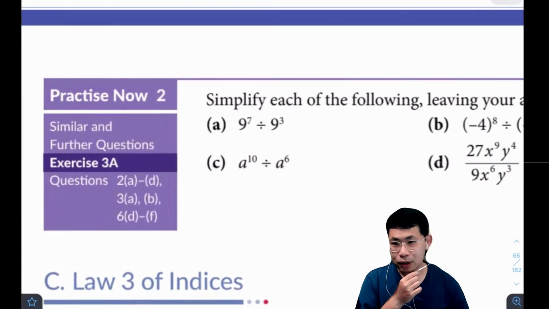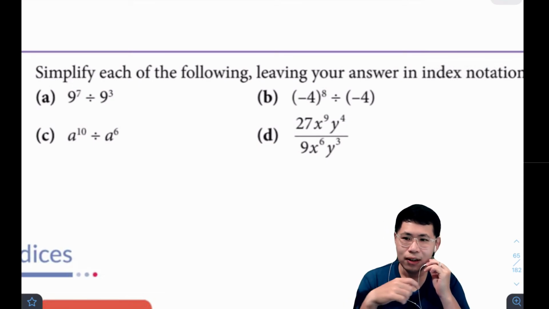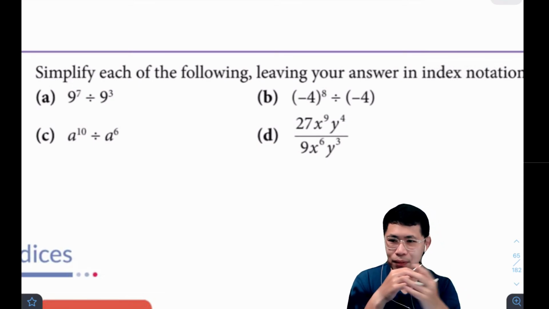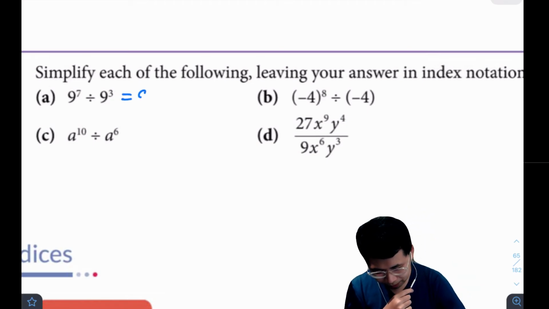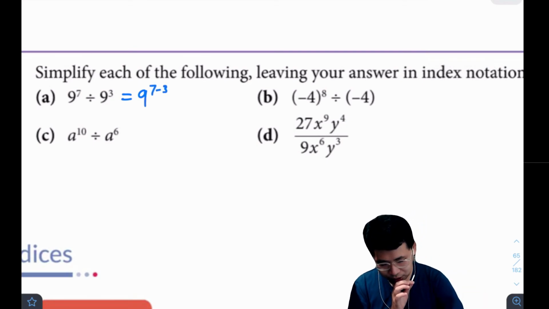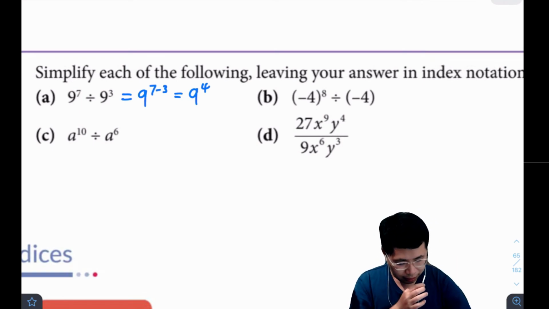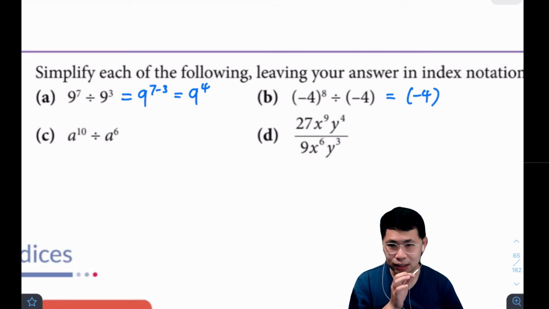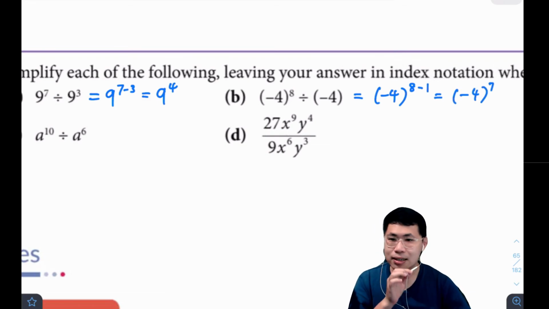Now let us come to practice now 2. Let us solve some questions over here. So we have 9 to the power of 7 divided by 9 to the power of 3, same base, so I'm going to combine them as 1. Divide means power minus power, so I have 7 minus 3, so I have 9 to the power of 4. Next one. Negative 4 to the power of 8 divided by negative 4. Same base, and it will be 8 minus 1 because divide. So I have negative 4 to the power of 7.